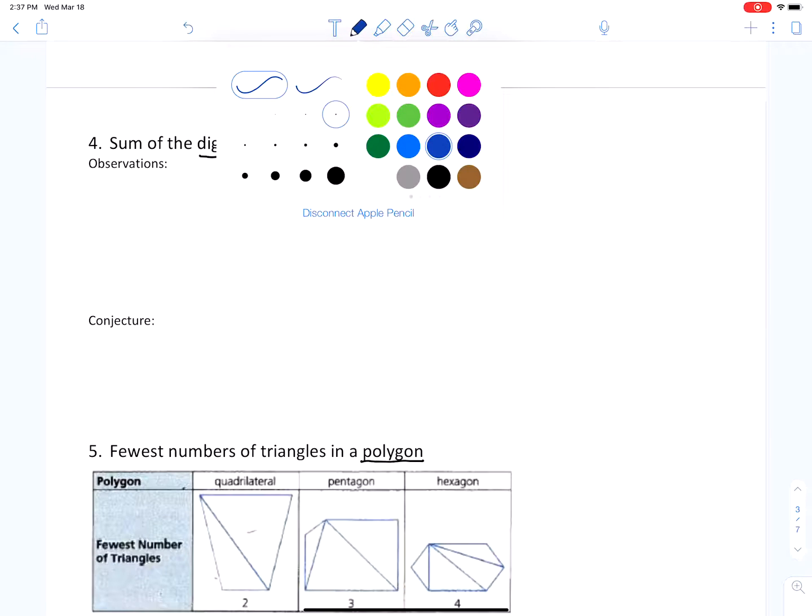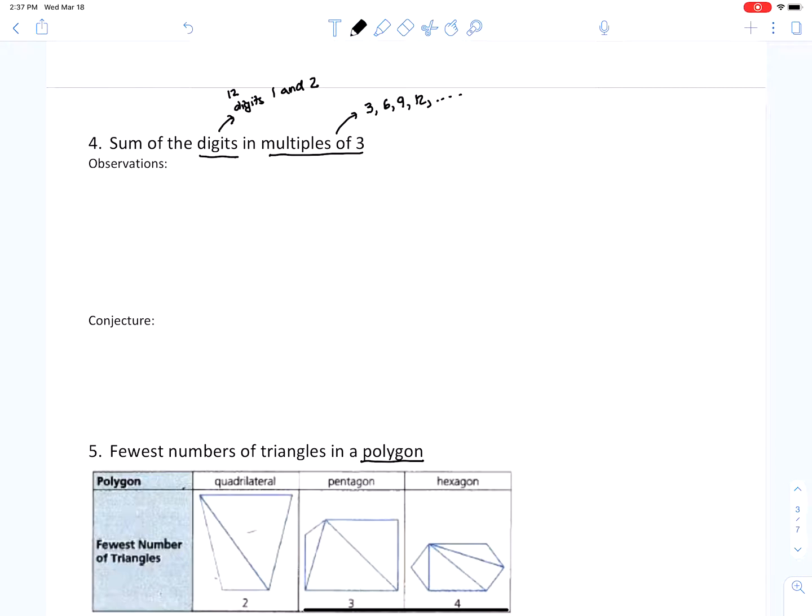Let's continue with some of these examples on conjectures here. So number 4, the sum of the digits. I'm going to be adding up digits in multiples of 3. If I look at 3, there's only one digit, so the sum of just 3 is 3. If I look at 6 or 9, same reason. The sum of 6 is 6. The sum of 9 is 9.